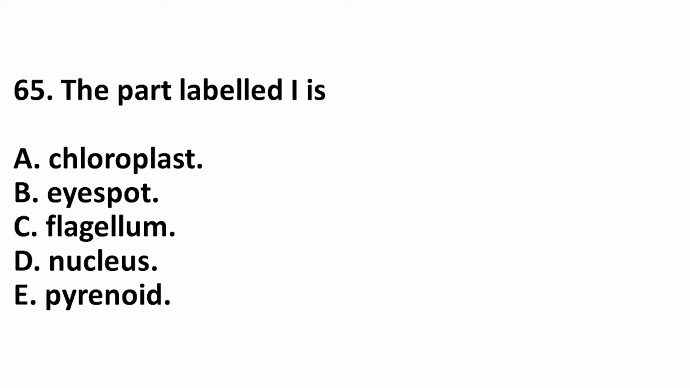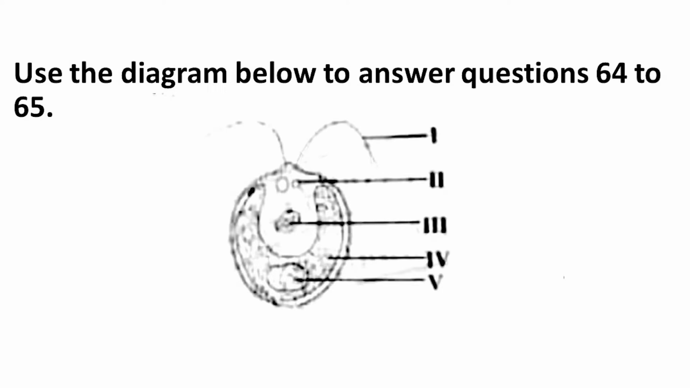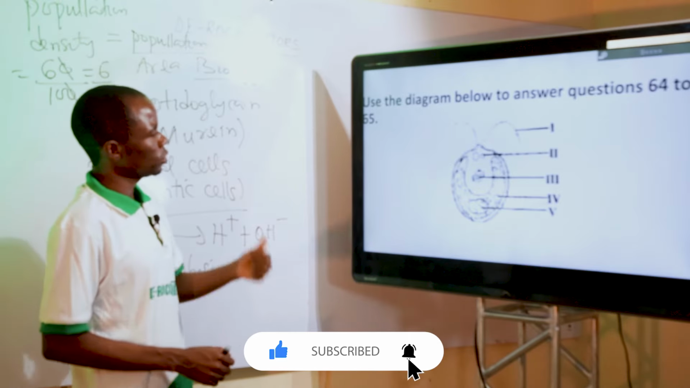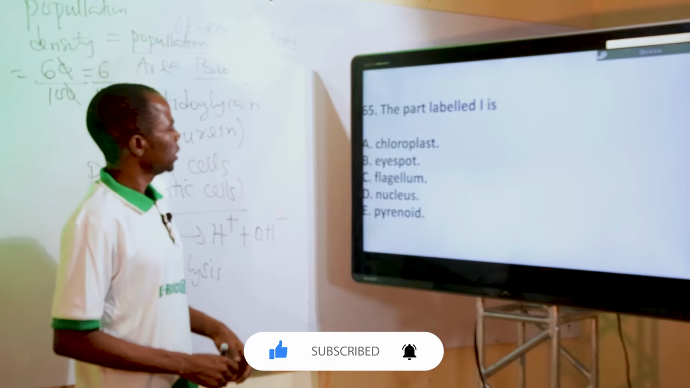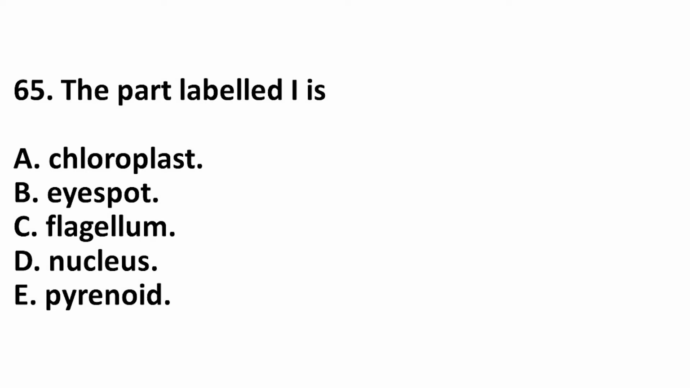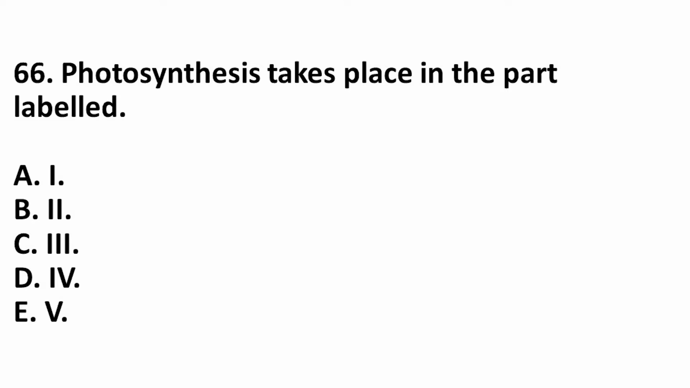The part labeled 1 is, let's take a look at the diagram to know what the part labeled 1 is. So that's the part labeled 1, and this is a flagellum. That's what it uses for locomotion. So let's go to the options and see which option contains Roman figure 1. That is flagellum. So the correct answer for number 65 is the flagellum. Let's go to number 66.